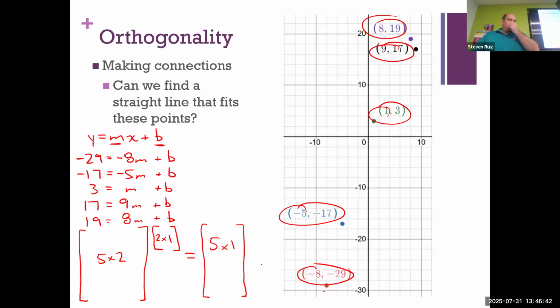So this is the equation we're setting up. Hopefully this calculation works: a 5 by 2 times a 2 by 1 yields a 5 by 1. What are we trying to find values of? m and b. So I believe the 2 by 1 matrix should contain m and b. That's the thing we're after. So what goes in this 5 by 2?